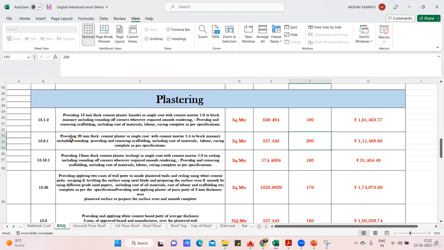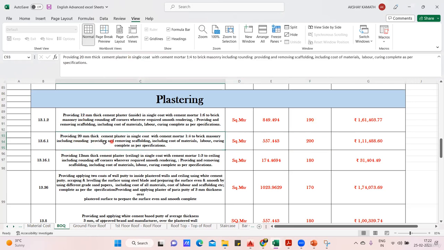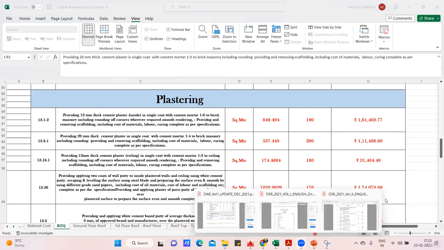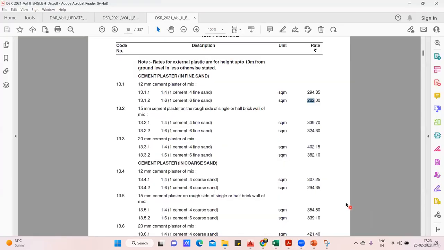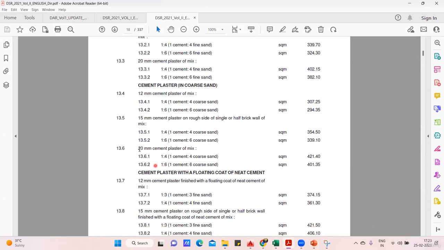Now, come to 20 mm. 12 mm inside everything is done. So this 20 mm is your outside plastering. Okay, 20 mm is your outside plastering, and here you go with 1:4. The code book is 13.6.1. I'll go to 13.6.1 now. So 13.6.1. Yeah, this is 13. This is 20 mm cement plaster, and in this 20 mm I'll go with 1:4.